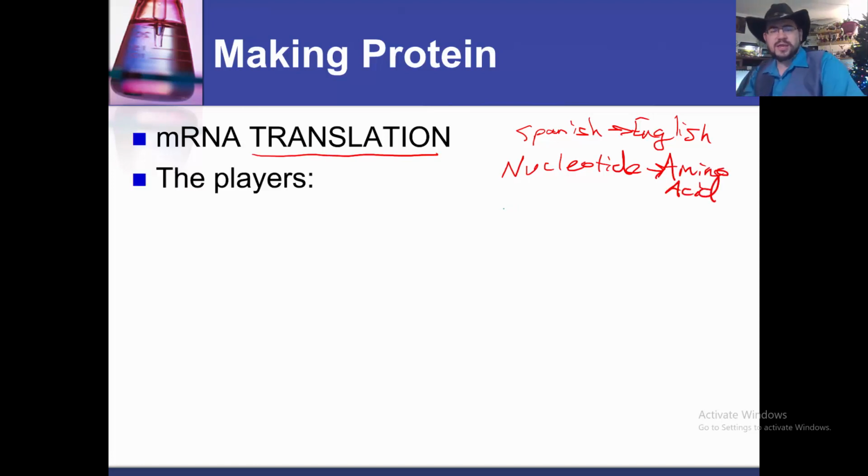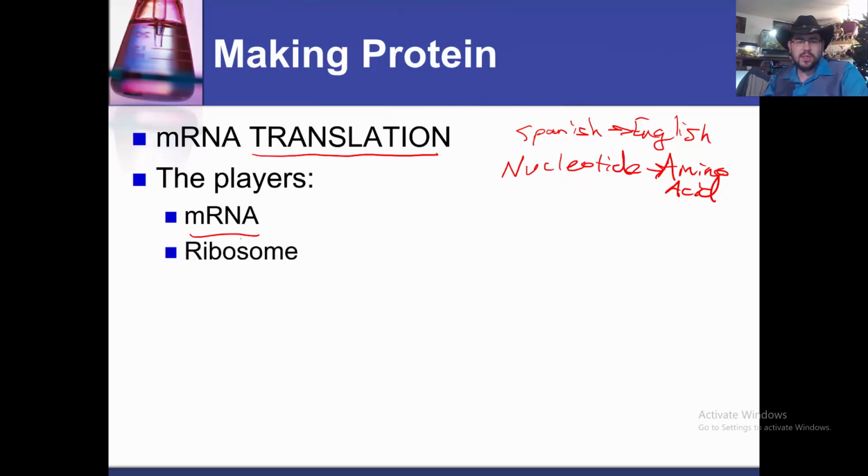That's what we're translating. The players involved in translation are our functional mRNA, a ribosome, which is the site of protein synthesis, tRNA, which brings amino acids to the ribosomes so that we can construct the protein. And of course, since I mentioned them, the amino acids that the protein is built out of.